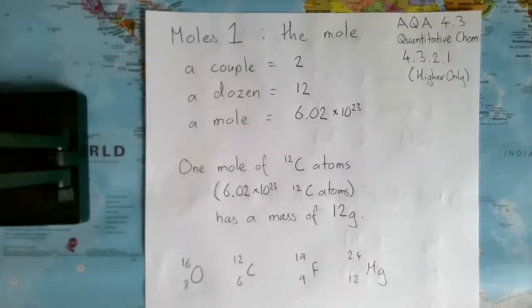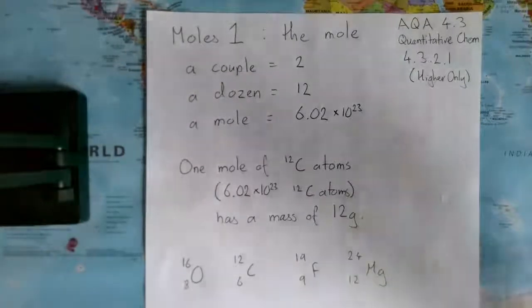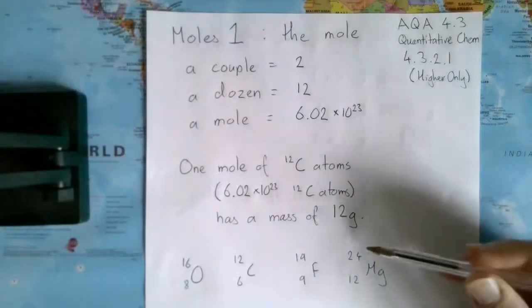Remember, you get this in the exam. Oxygen has a mass of 16. Every atom of oxygen has a mass of 16. Every carbon has a mass of 12. Every fluorine has a mass of 19. And every magnesium has a mass of 24. Please ignore isotopes for the moment. So basically, I'm simplifying it down.